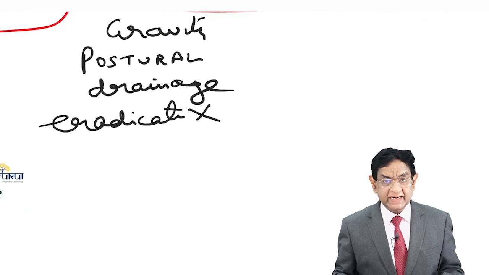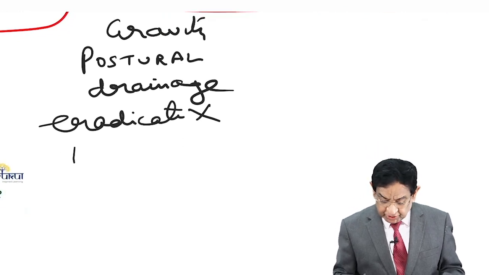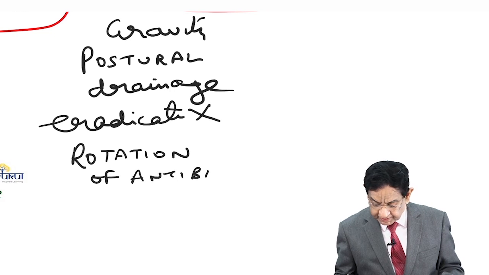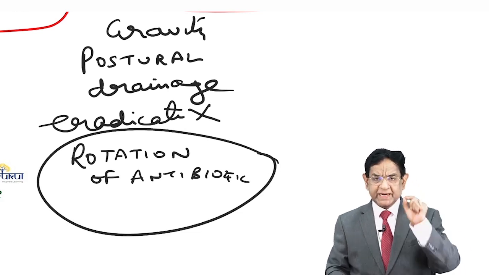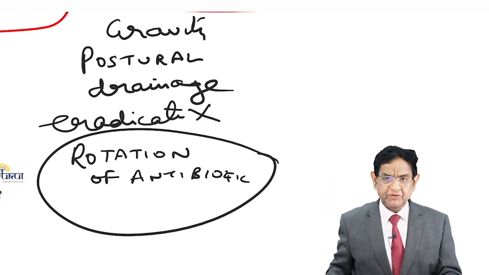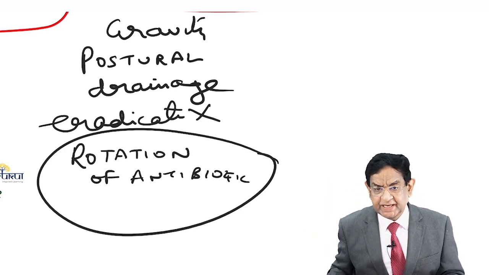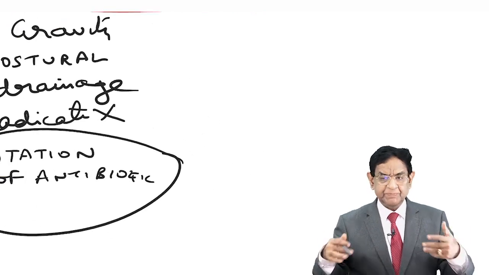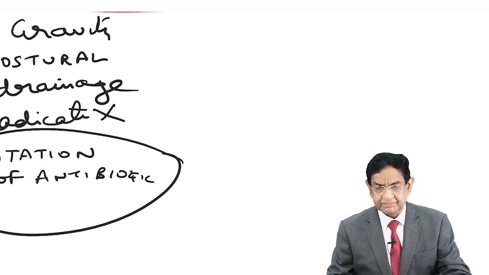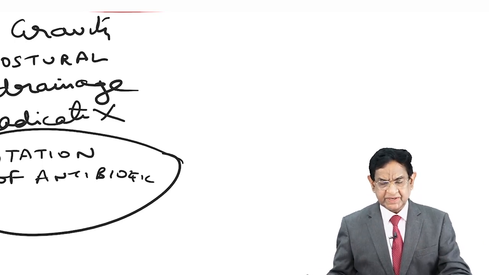So what do the NICE guidelines say? Rotation of antibiotic. Whenever you are getting this rotation of antibiotic, you are dealing with bronchiectasis. So first of all, let's learn the meaning of rotation of antibiotic. The patient will be coming to you again and again. Today he has a lot of infection.